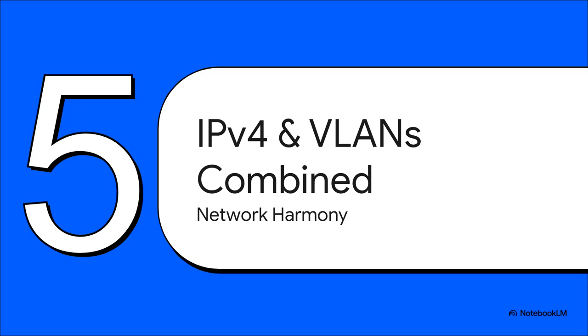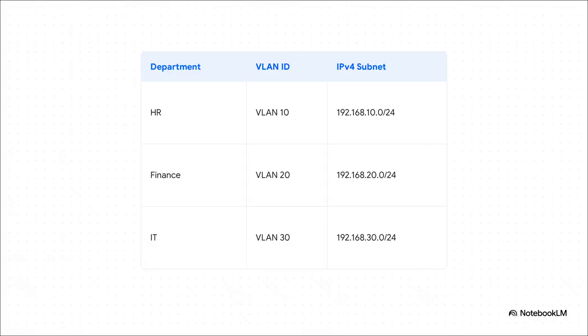Finally, let's bring it all together in Section 5, IPv4 and VLANs combined. Let's look at a really practical example of how the micro and the macro combine. A great network design pairs a department's dedicated VLAN ID perfectly with its very own unique IPv4 subnet. For instance, human resources is logically grouped into VLAN 10 using the 192.168.10 network. Finance gets VLAN 20 using the .20 network, and IT gets VLAN 30 with the .30 network. By aligning the IP addressing directly with the VLAN numbering, we create a structured, highly organized, and easily manageable company network.